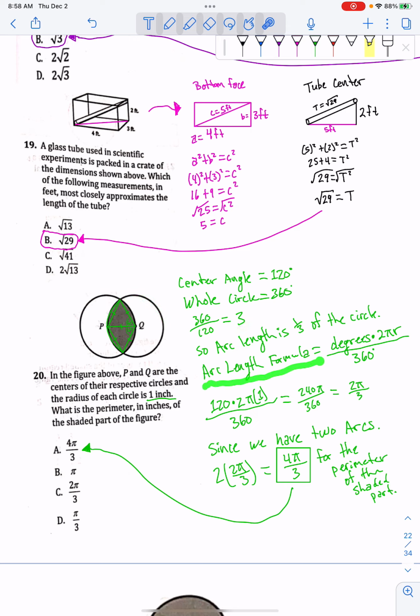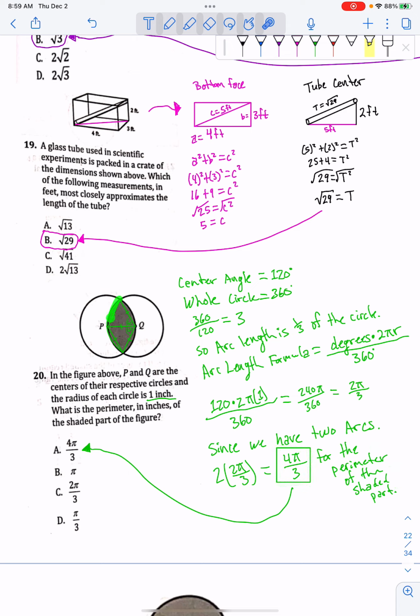So then we use the arc length formula, which is degrees times 2 pi r all over 360. I like writing it this way because you guys can see the process, see the steps you are doing. So then we plug in the degrees, right? Where else do you see degrees? It's the center angle. It's 120, 2 pi r. The radius of each is 1, so it is given. We plug it in, we simplify. 240 over 360. It is 2 over 3 pi, but since we have 2 arcs, we multiply 2 pi over 3 by 2, which gives us 4 pi over 3 for the perimeter of the shaded part.